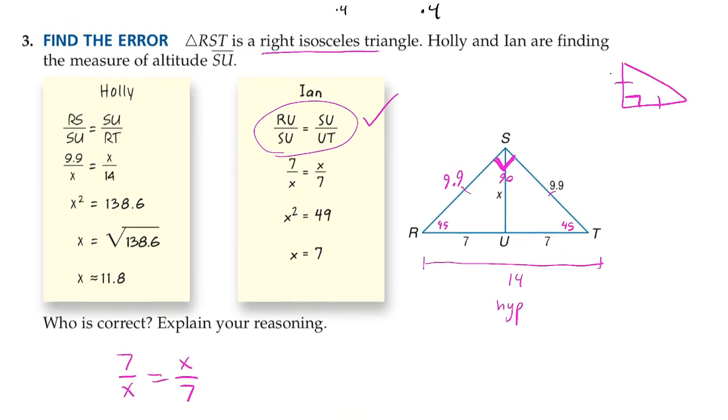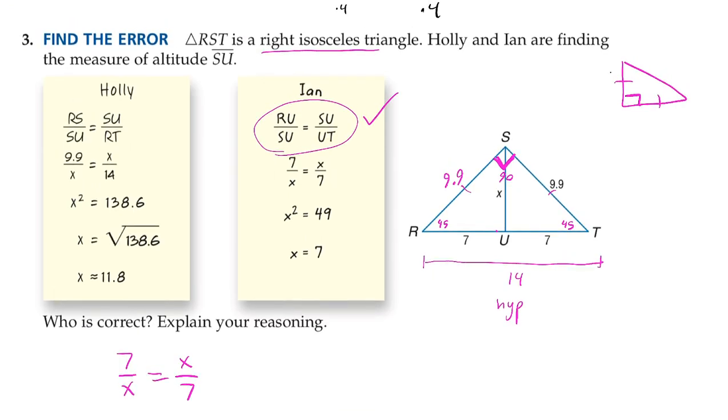And it said that you drew the altitude SU. So you know these are right angles. So we just go, oh, let's subtract on the left. Oh my gosh, this is 45 degrees. Subtract on the right. Oh my gosh, this is 45 degrees.